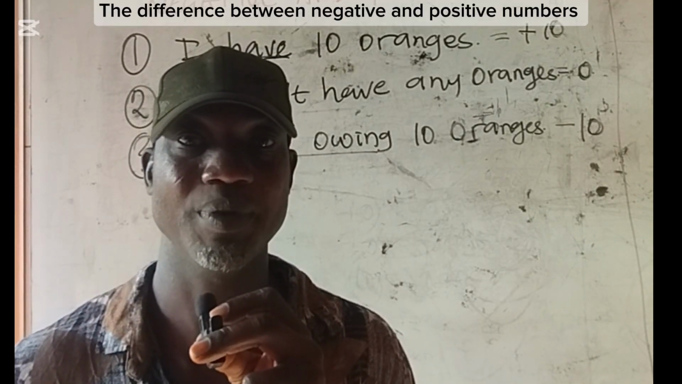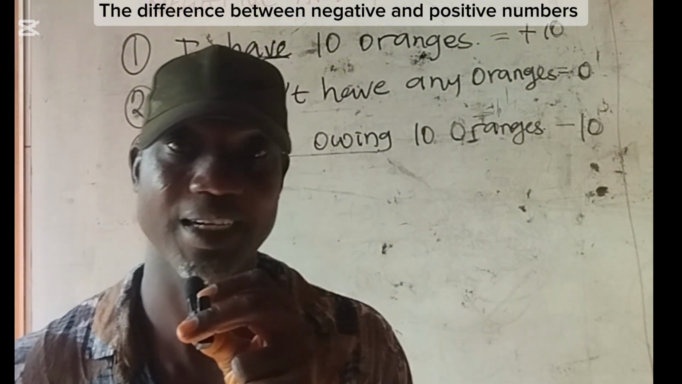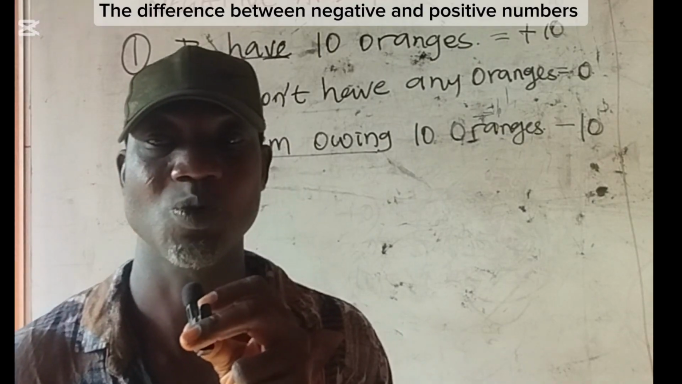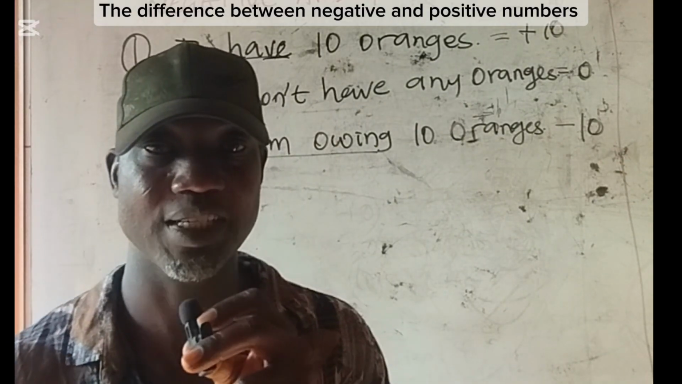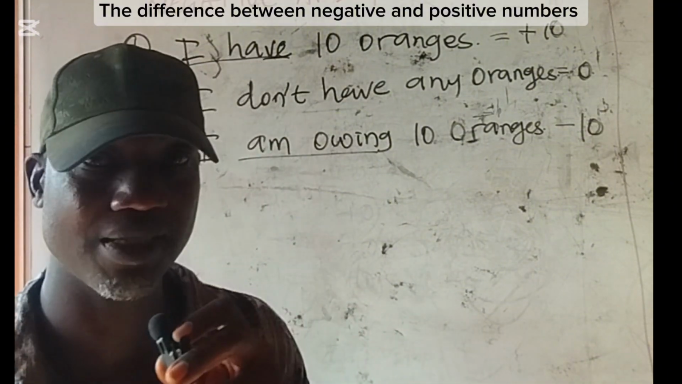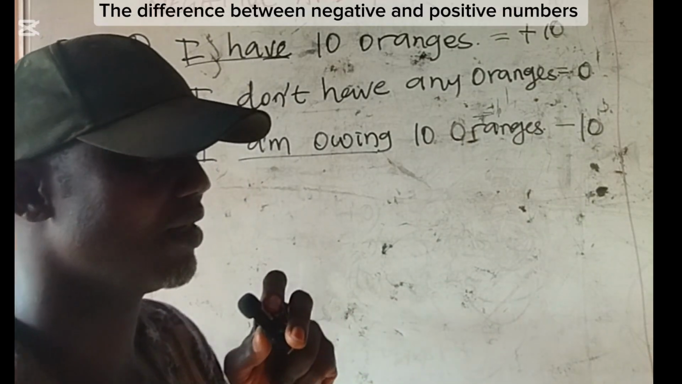What it means is that probably some customers have paid for the rice upfront and he has not supplied them. So whenever the rice comes, he will need to offset the 50 bags of rice. So this is the basic logic behind positive number and negative number.